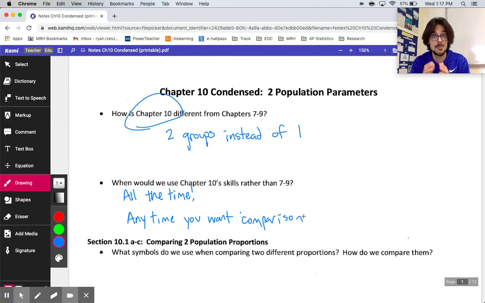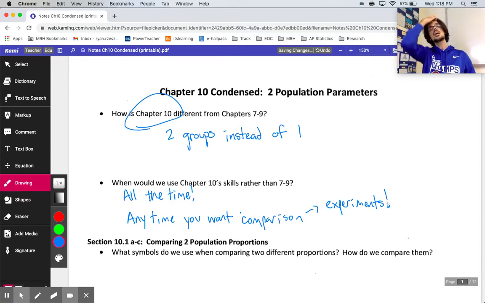Also, think about experiments, doing any sort of thing where you have a control group versus a treatment group. Control versus treatment is two groups right there that you want to compare to each other. So anytime you're doing a comparison, that's especially true in experiments, you are going to want to do a chapter 10 style question.